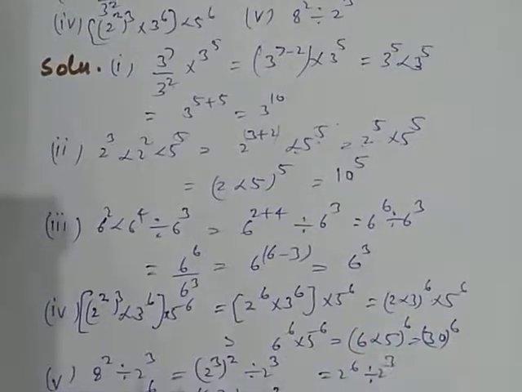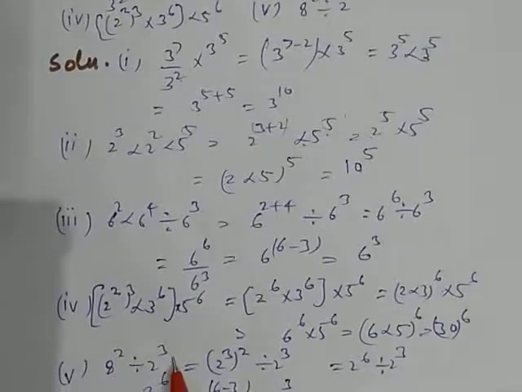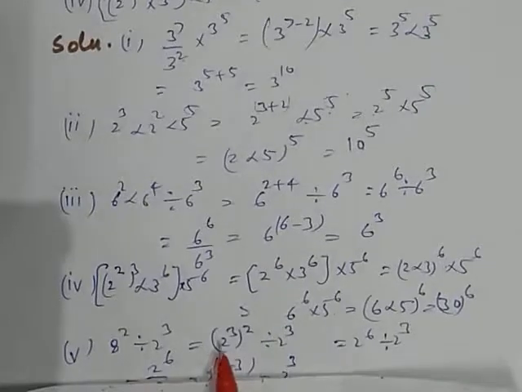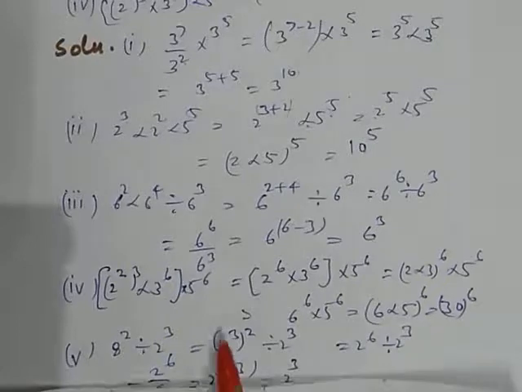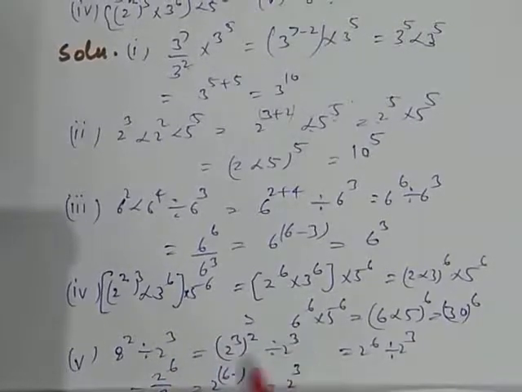And the last part, 8 raised to the power 2 divided by 2 raised to the power 3. First we write 8 as 2 raised to the power 3 because 8 is 2 into 2 into 2. So this becomes 2 raised to the power 3 whole power 2, okay, divided by 2 raised to the power 3.